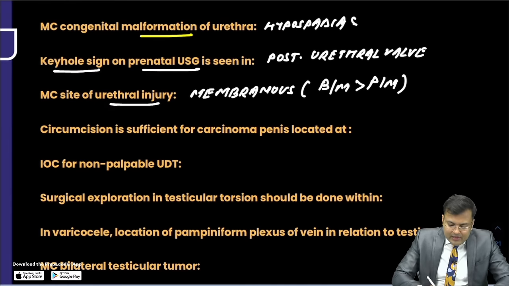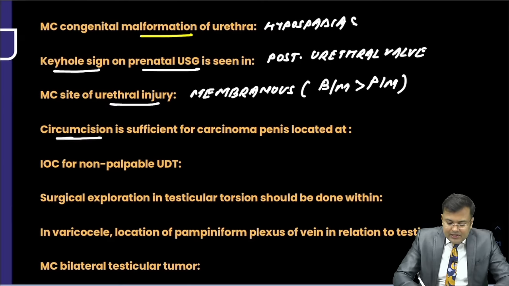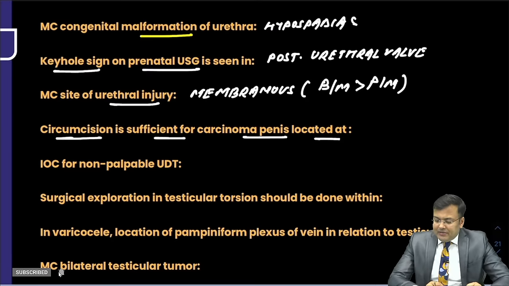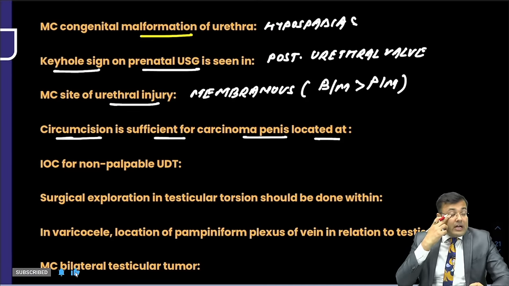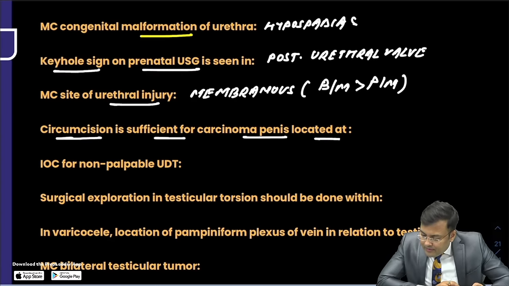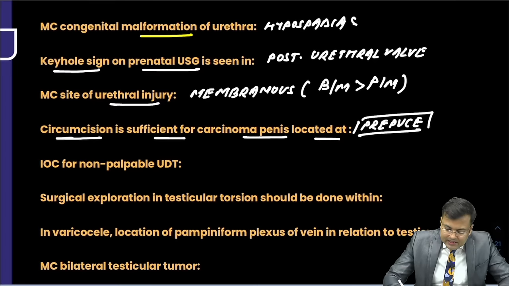Next question. This is very, very important. Asked in NEET PG 2 to 3 times. Circumcision is sufficient for carcinoma penis located at? Prepuce, very good, Bhanu Prakash. If malignancy is located at the prepuce, we go for circumcision, that is sufficient.